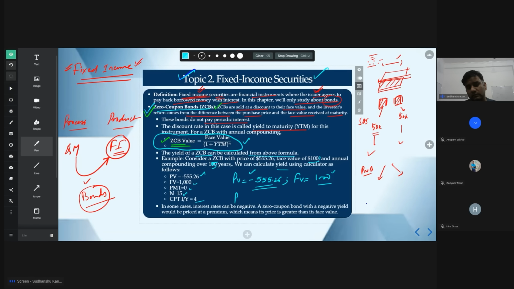And then PMT: because it is a zero coupon bond, PMT is zero, right? And then the number of years is 15. This question was wrong, so I've corrected it to 15. Then you press compute on I/Y, and you will get 4 as the answer, right? Please go back and learn this today. Very, very important. In the calculator, these are the time value of money calculations.